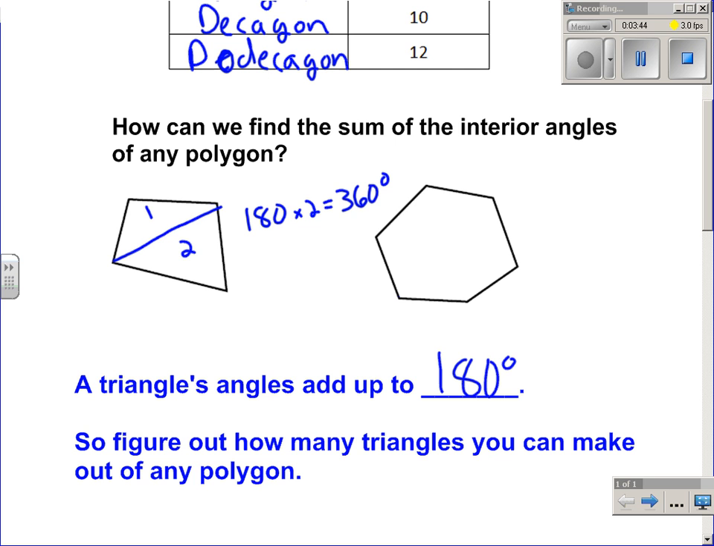Now let's try the pentagon. Starting from here, we can make 1 triangle there. We have to always start from the same vertex. There's another one, and it looks like I can make 1 more. So this was a hexagon, actually. 1, 2, 3, 4, 5, 6. Okay, so how many triangles are there? 1, 2, 3, 4. So it's 180 times 4, which ends up being 720 degrees. So all of the angles in this hexagon add up to 720 degrees.